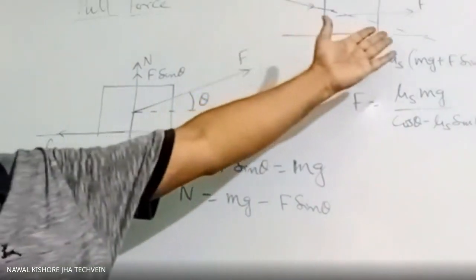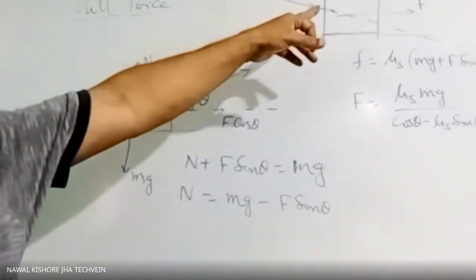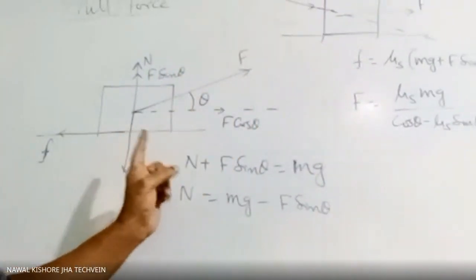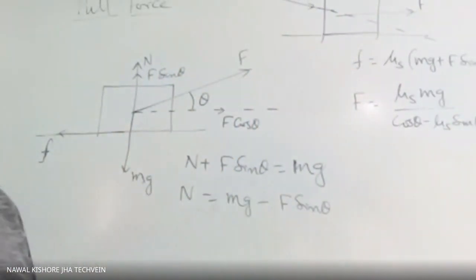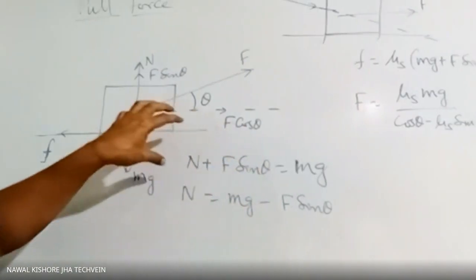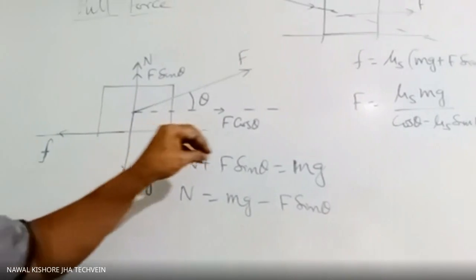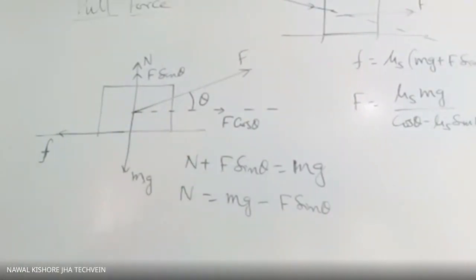that normal reaction here is this much. Normal reaction in that case was mg plus F sin theta, but here normal reaction is mg minus F sin theta. So normal reaction will be less in case of pull, and hence friction will be less. So we have to apply less force in order to start motion. That's why the pull is easier than push.